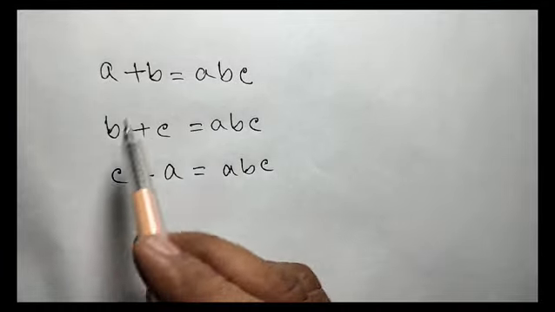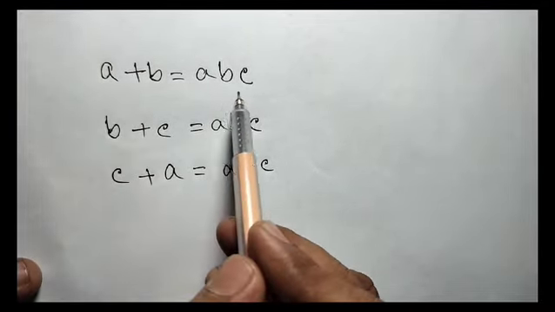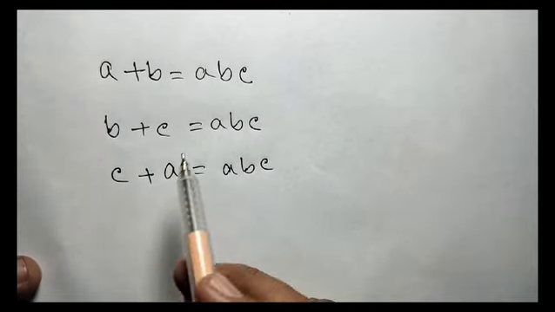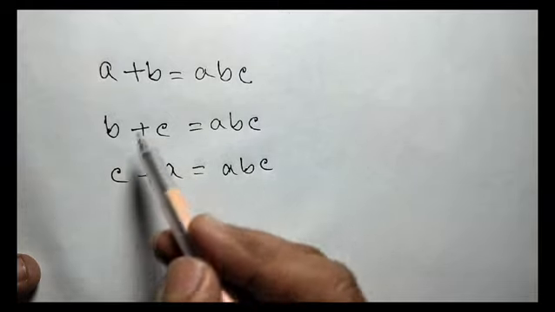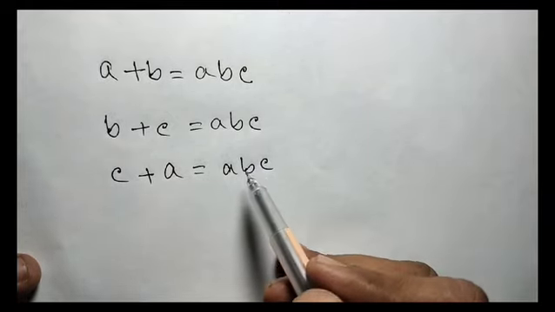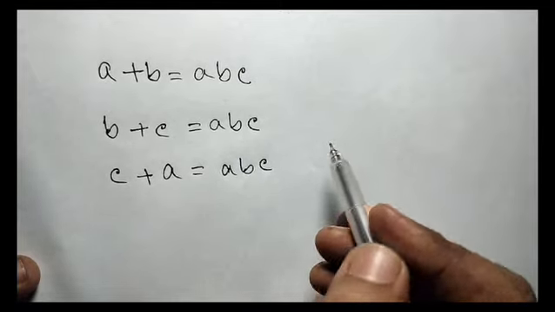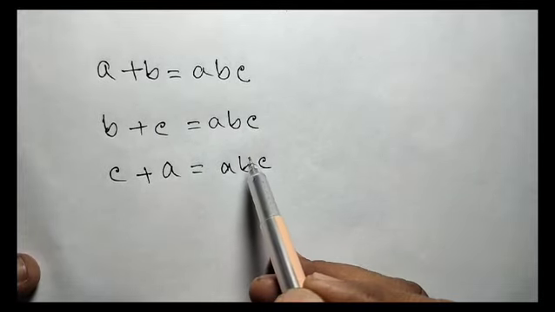How we can solve this equation. The equation is: if a plus b equals abc, b plus c equals abc, and c plus a equals abc. So we need to prove this, and we will find out the value of a here. And we also prove that a equals b equals c.